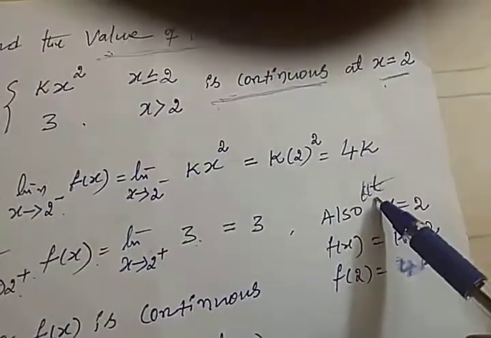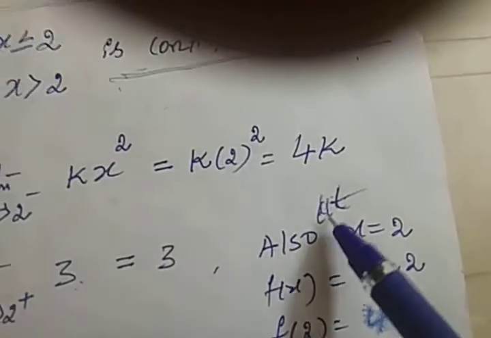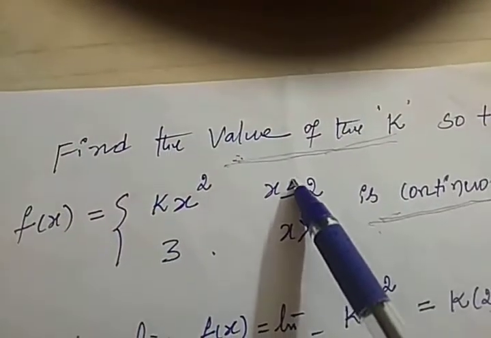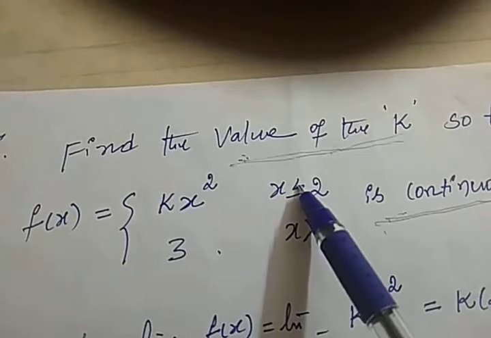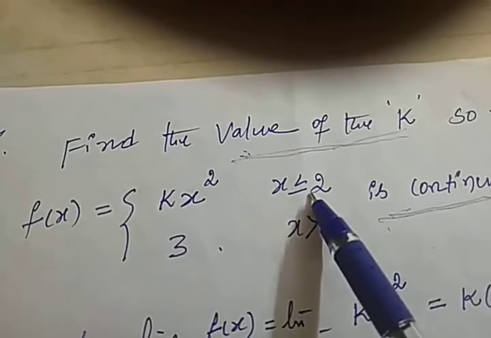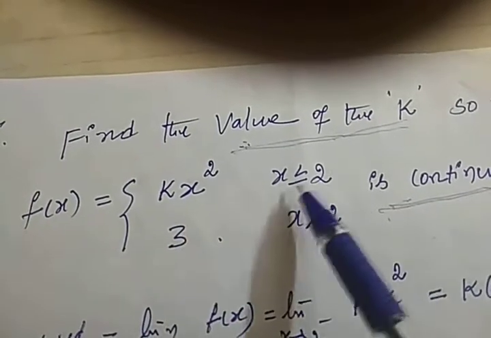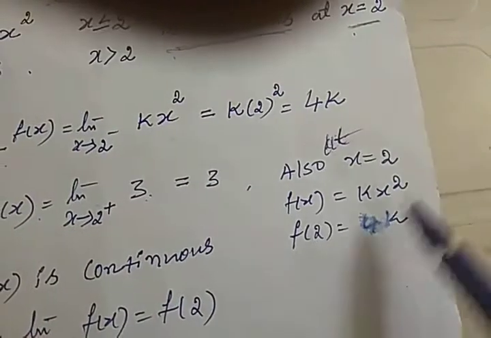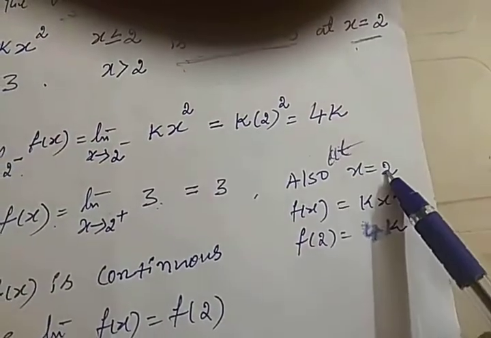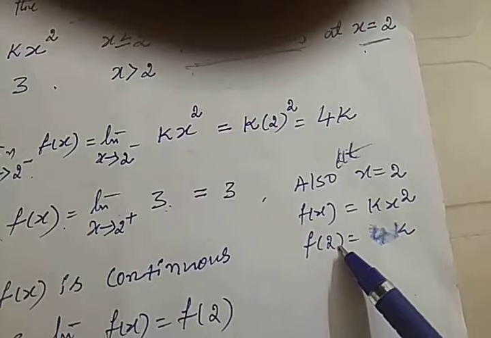Now also, exactly at x equal to 2, what is the function defined? For x less than or equal to 2, this is the function. For x less than 2 this is the function, and for x equal to 2 also this is the function. For x equal to 2, kx square is defined, so f(x) is equal to kx square. Replace x with 2 and you will get 4k.